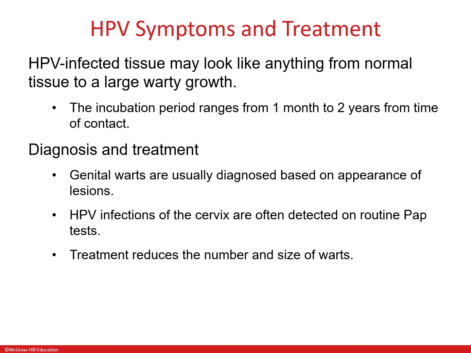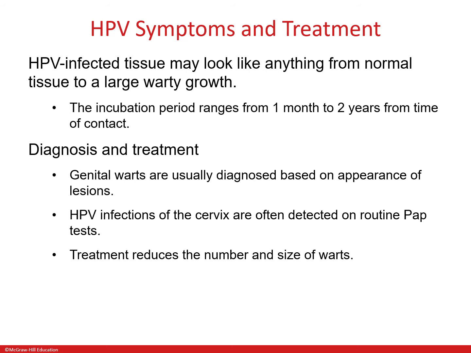In women, warts may appear on the labia or vulva and may spread to the perineum, the area between the vagina and the anus. If warts occur only on the cervix, the woman will generally have no symptoms or awareness that she has HPV. The incubation period ranges from 1 month to 2 years from the time of contact. So people can be infected and be capable of transmitting it to their sexual partners without having any symptoms.